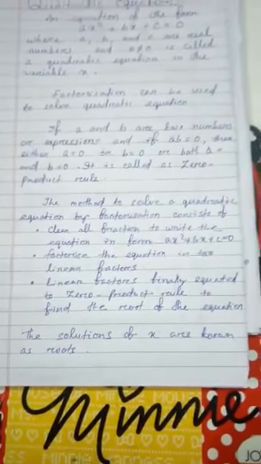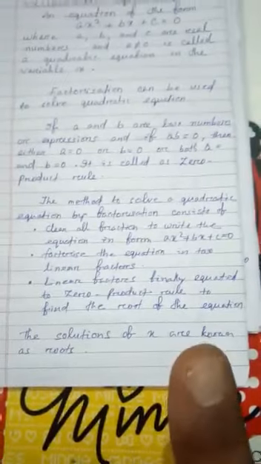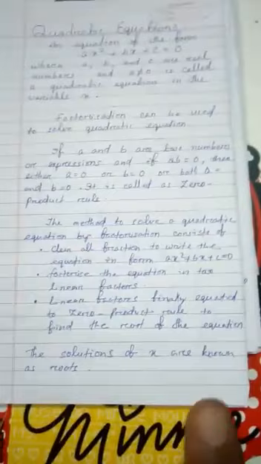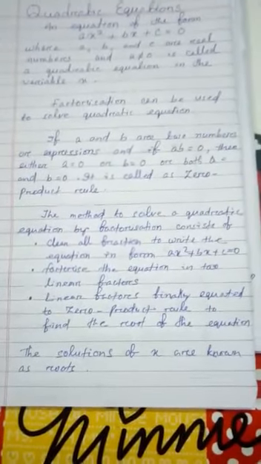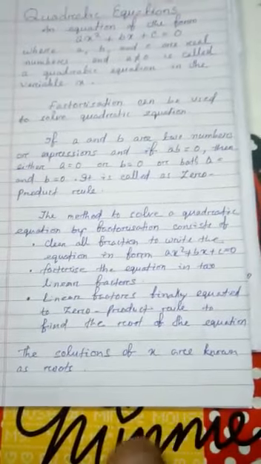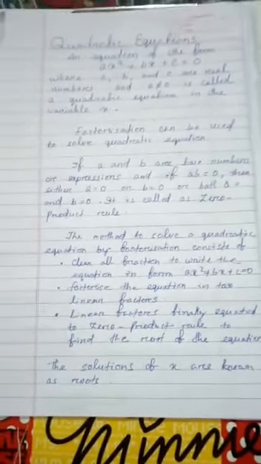The value of x is always two values, because x square indicates that if the power is 2, then x will have two values. They are called the roots of the equation, or the solutions of x. This is the first video on quadratic equation.